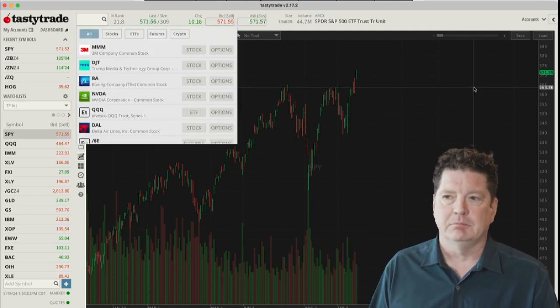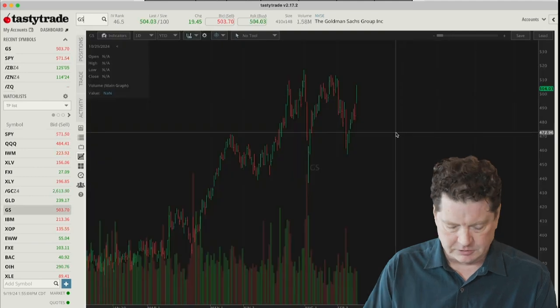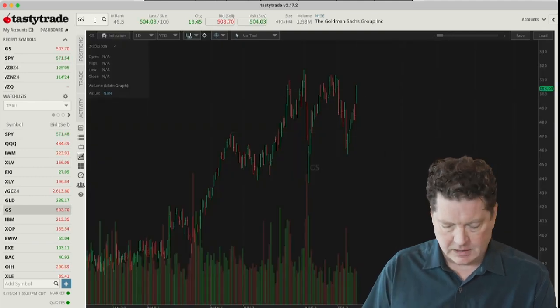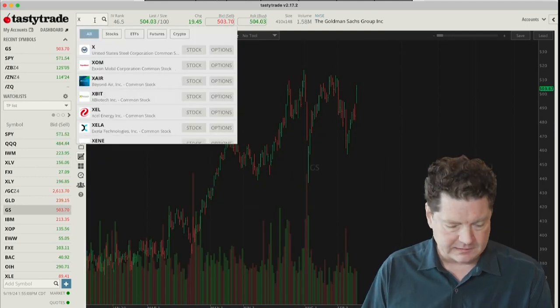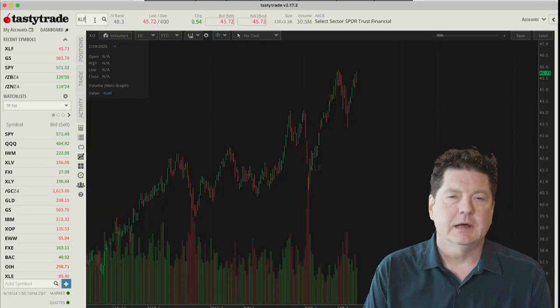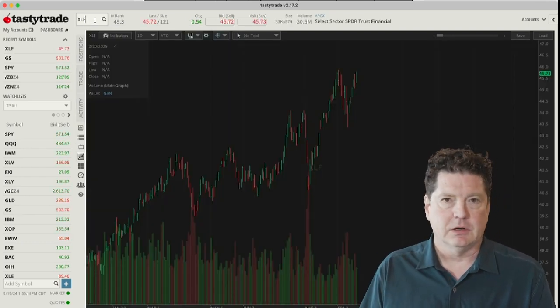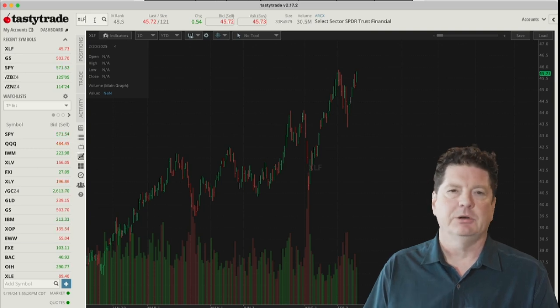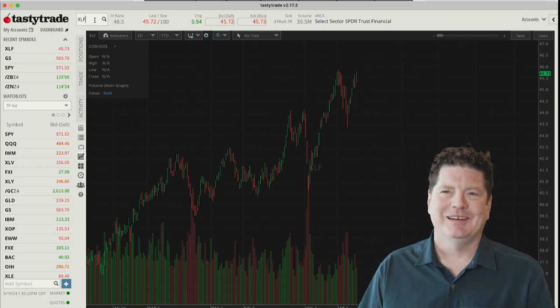It benefits banks. That's why bank stocks are up a little bit today. Goldman Sachs is up a lot, actually. XLF, the ETF that tracks financials, is also up today. So it benefits bank stocks. Does it benefit consumers? Probably not. Okay, so that's why it's great.